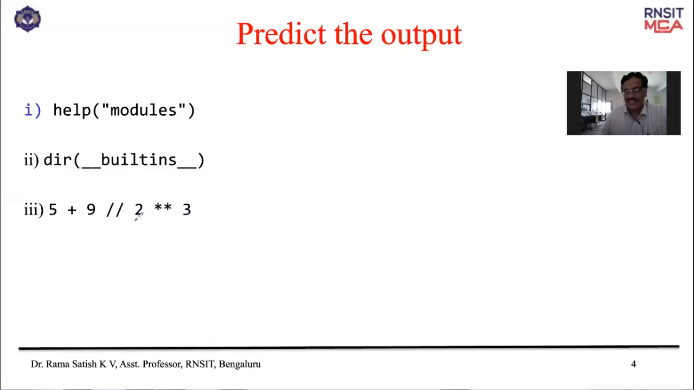Look here. The first operator it is going to execute is 2 double star 3. 2 raised to the power of 3 is 8. Then 9 floor division 8 gives the answer 1. 5 plus 1 is 6. The final answer is 6. So congratulations to all the students who have answered correctly. That's how you should calculate.